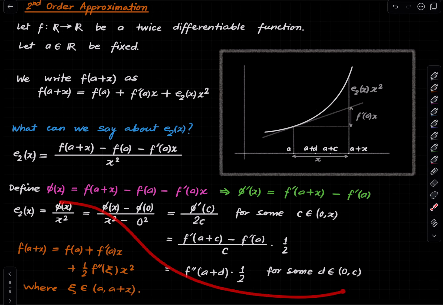So all of this reasoning, whatever we did here, proves this: that f of a plus x can be approximated by a linear term, like a first degree polynomial, and then the second order error term, which looks like this. Let's see the third order version, and then we will state the general version.